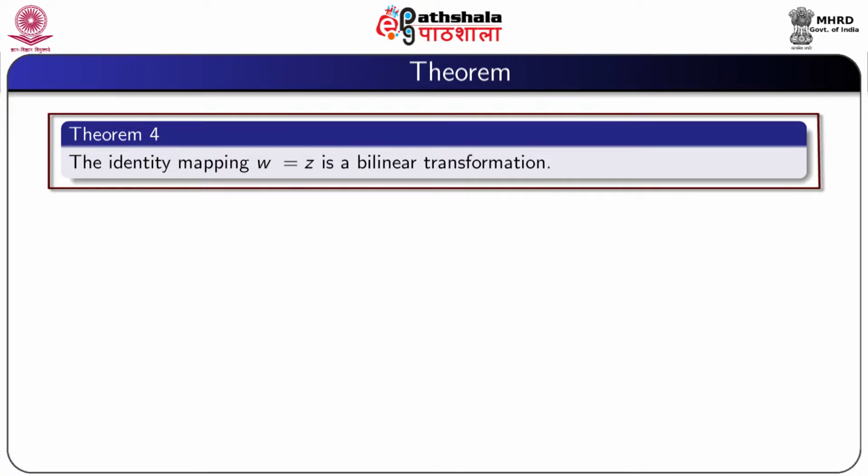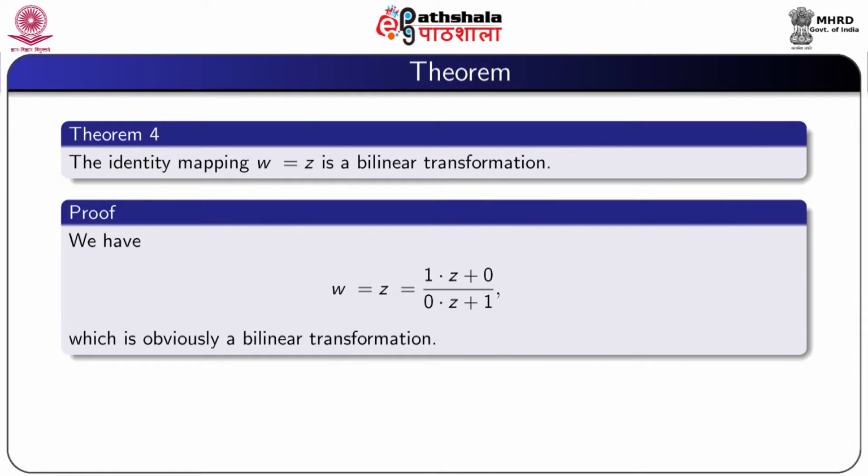Now, we show that the identity mapping w equal to z is a bilinear transformation. So, we have w equal to z, so we can write w equal to (1 into z plus 0) by (0 into z plus 1). Here ad minus bc is 1, which is not 0. Therefore, this mapping is a bilinear transformation.